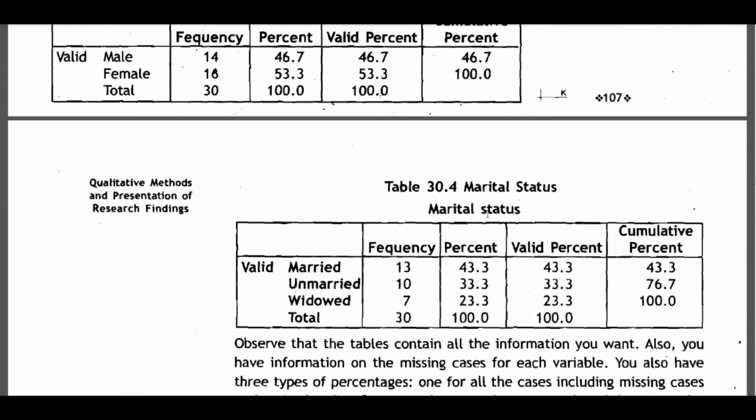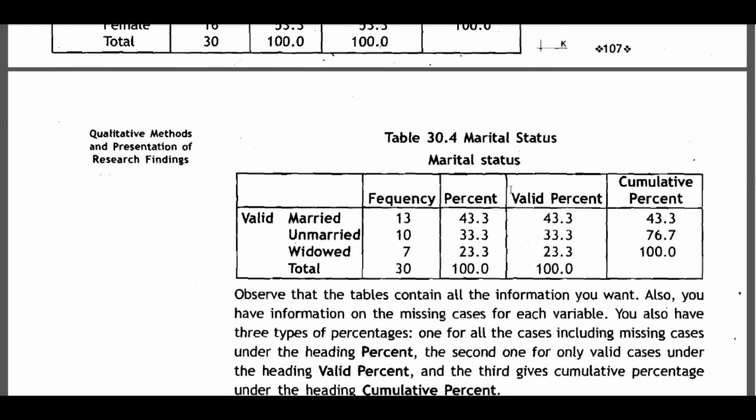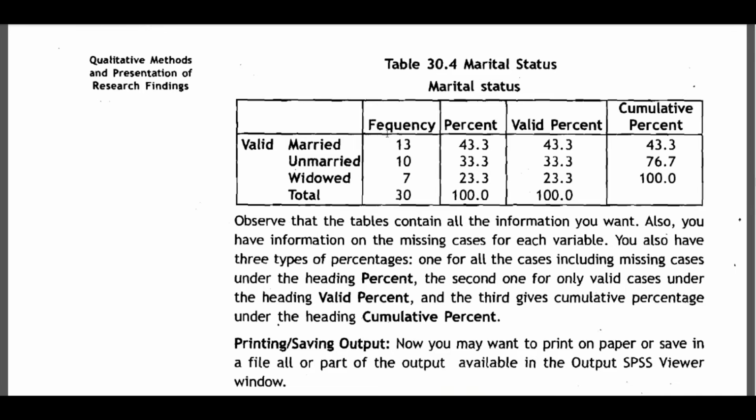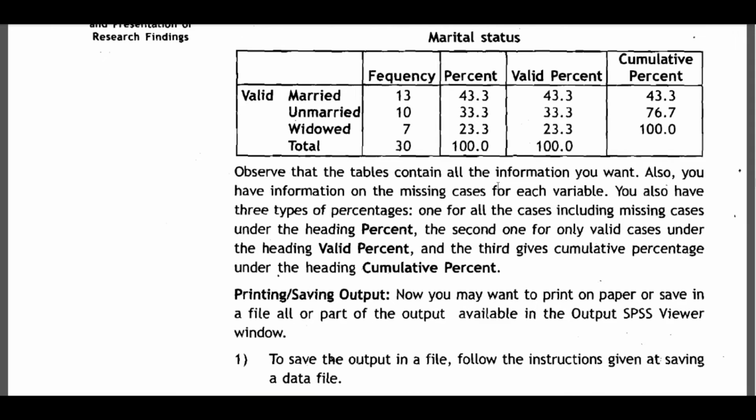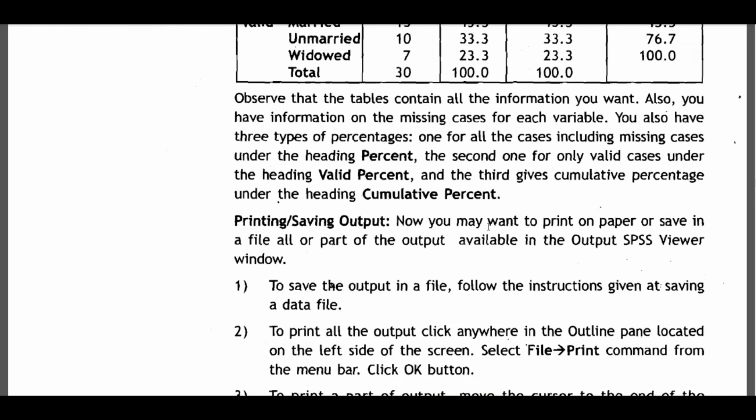Marital status is also given here. This is the sex distribution, and this is marital status also, married and unmarried. The frequencies were given, and the percentage, valid percentage and cumulative percentage were given. Observe that the table contains all the information you want. Also you have information on the missing cases for each variable. You also have three types of percentage: one for all cases including missing cases under the heading percentage, the second for only valid cases under the heading valid percentage, and the third gives a cumulative percentage under the heading cumulative percentage. So this is all the information it gives.